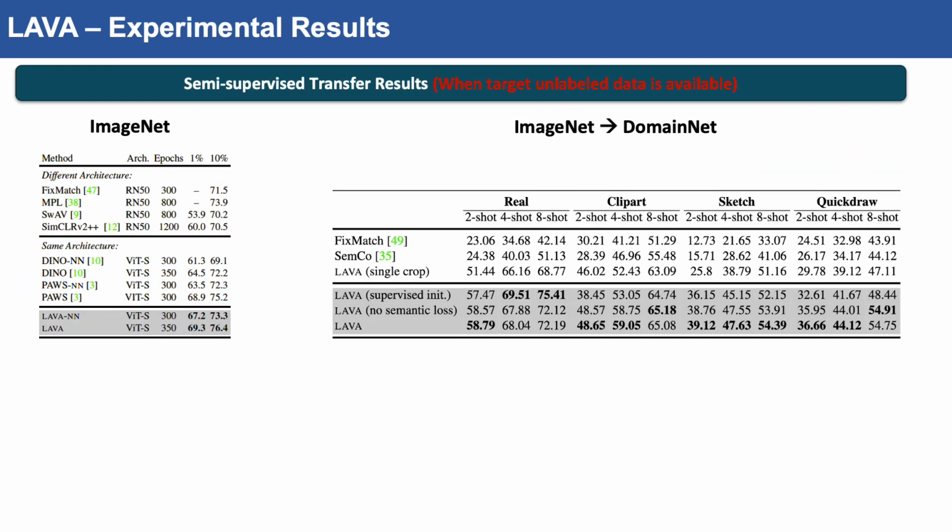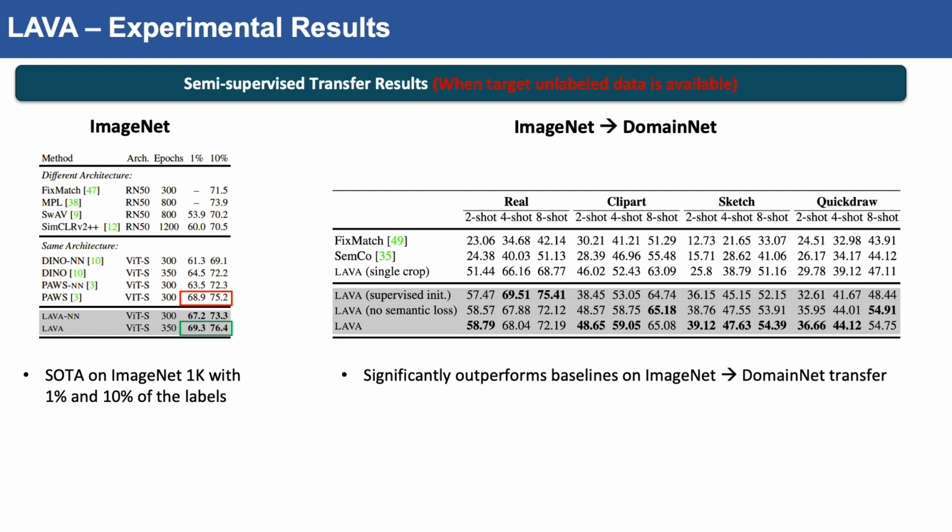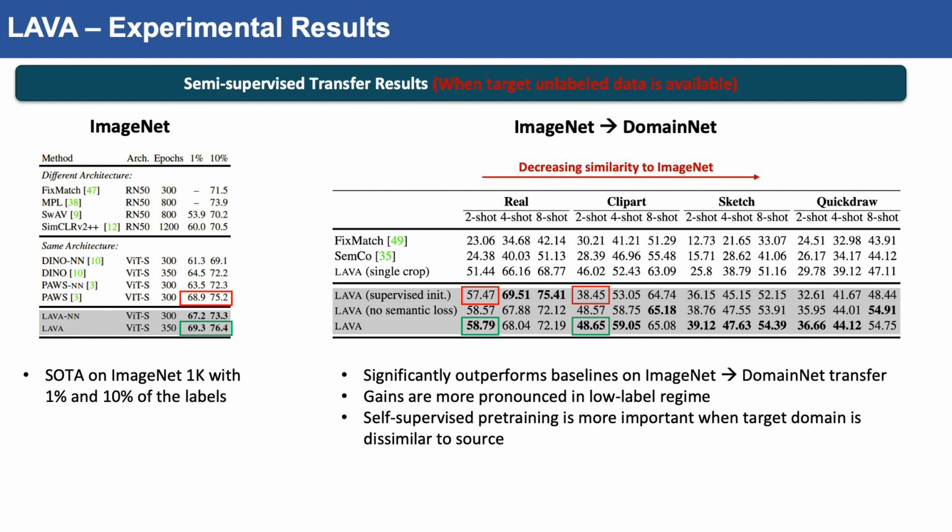We first evaluate LAVA in the semi-supervised image classification setting. On ImageNet, LAVA improves over state-of-the-art by up to 1.2% when only 1 and 10% of the labels are used. When transferring from ImageNet to DomainNet, LAVA is consistently better than the baselines, with more pronounced gains in the low label regime. The results also suggest the important role of self-supervised learning when the target domain is different from the source.